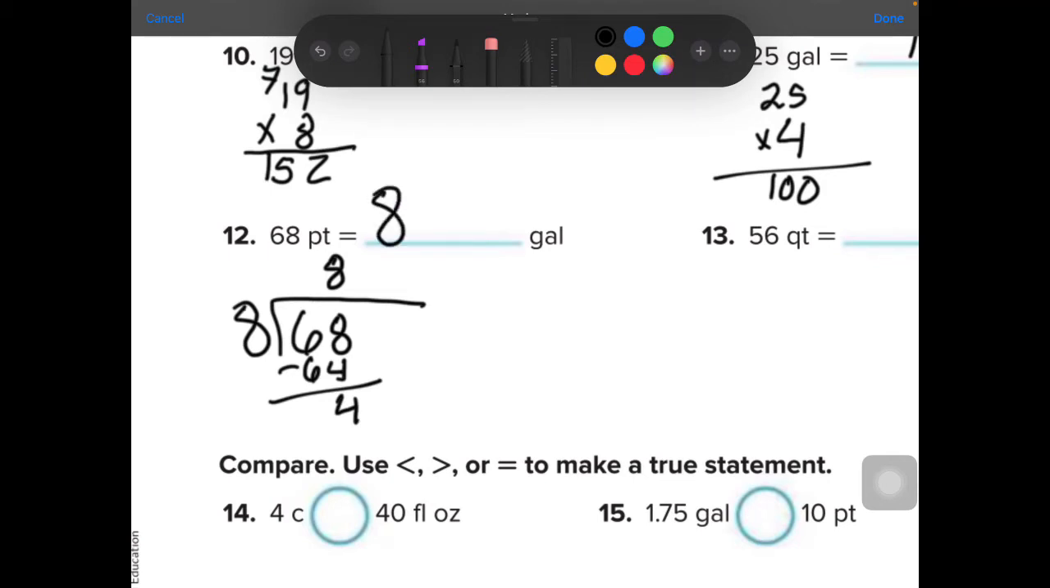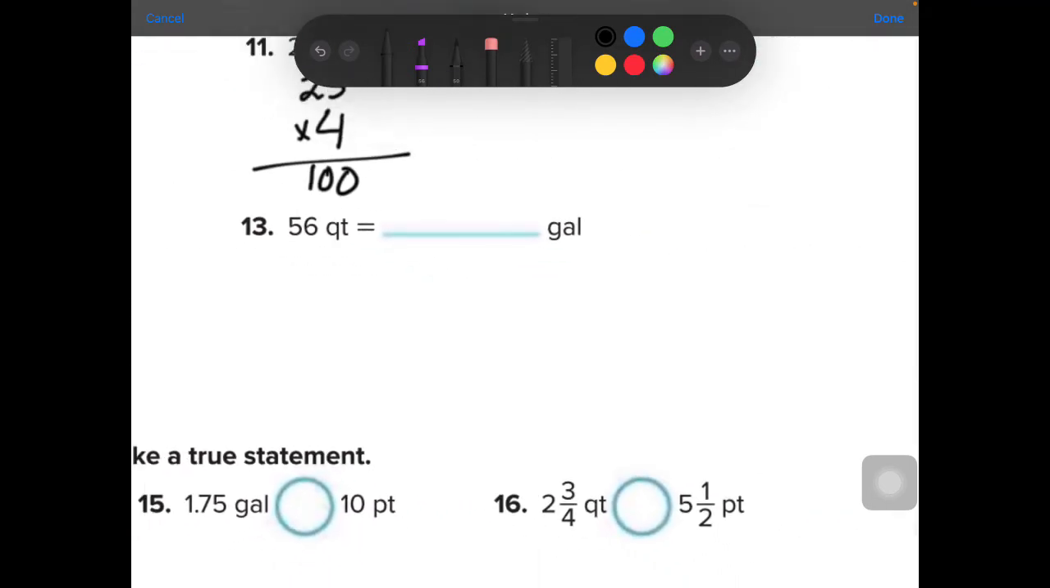So we're going to have 8. But then what do we do with that 4? We have a remainder 4, but 4 out of what? That's right, out of 8, because there's 8 pints that equal a gallon, and we only have 4 out of the 8. But then that can be simplified to 8 and 1/2. So we have 8.5 gallons that can come out of the 68 pints.